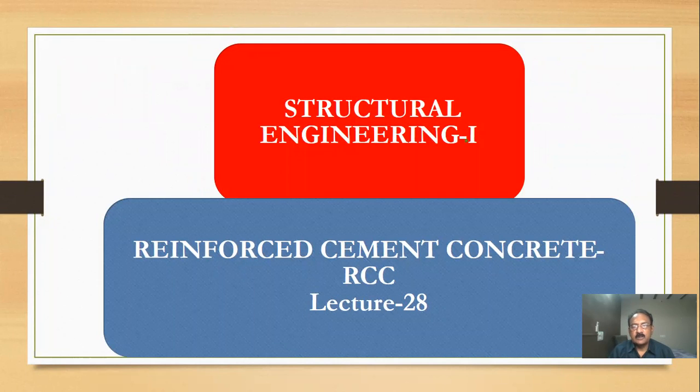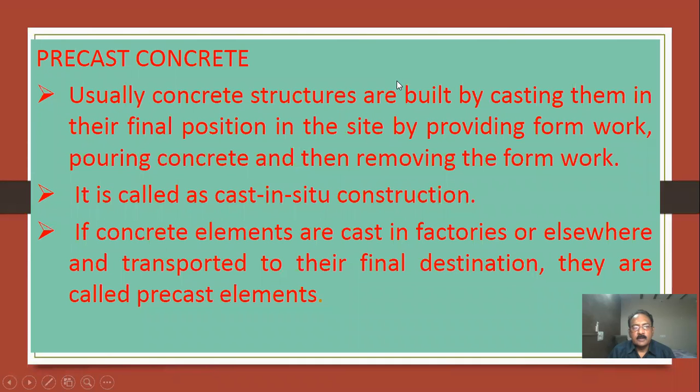In previous videos, I explained about different types of structures, and here we'll see precast concrete. Do you know what precast is? This is how we construct by providing formwork. We pour concrete into the formwork and then remove it. It is called cast in situ construction. If concrete elements are cast in factories or elsewhere, we have to transport them to their final destination. These are called precast elements.